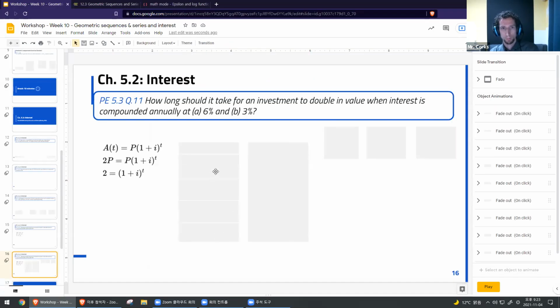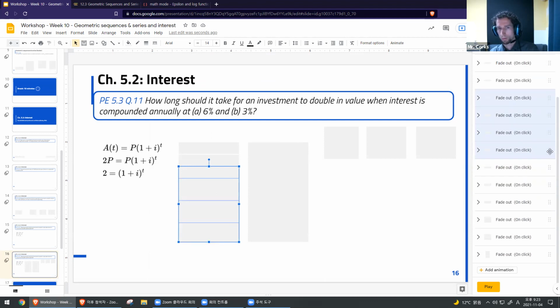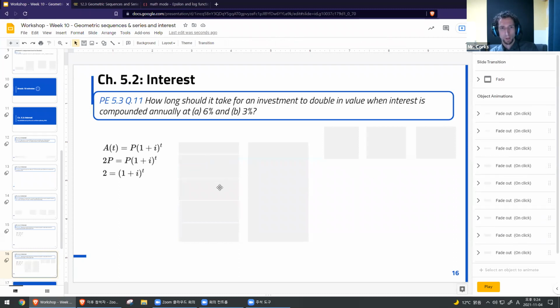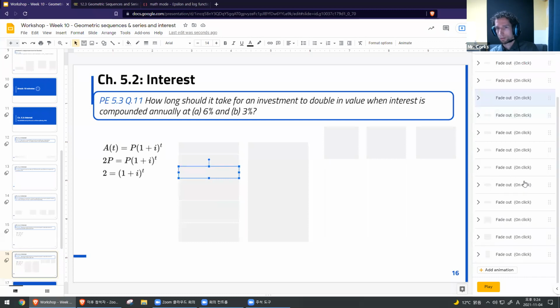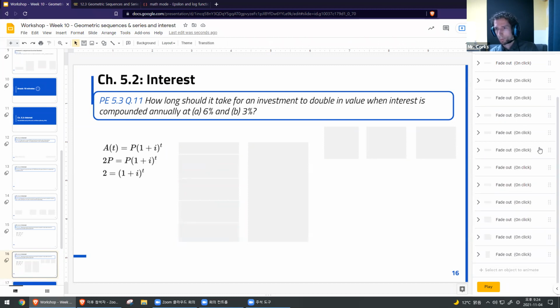Sorry, gotta do this one, 1, 2, 3, 4 animations. I don't know if these are going to move properly. Damn it. Sorry. Normally, this all works fine, but again, not having this writing tablet makes things a lot more annoying.